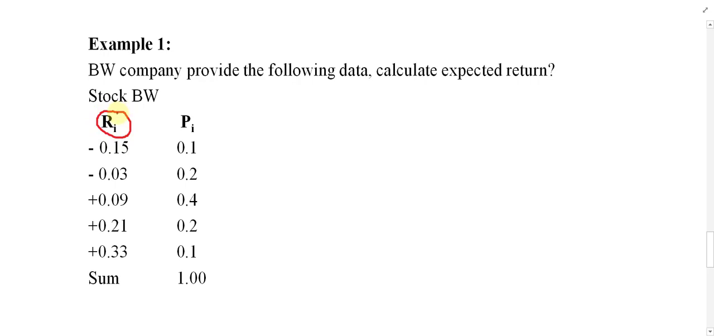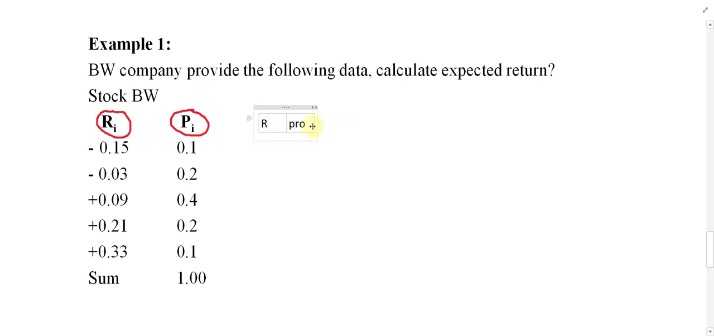The first column is for return and the second column is for probabilities. But remember, this time it is provided in the form of decimal. Not a big issue, so we can simply calculate the expected return. But in order to calculate the expected return, one column should be for return. Instead of writing expected return, you can simply mention R. R stands for expected return.